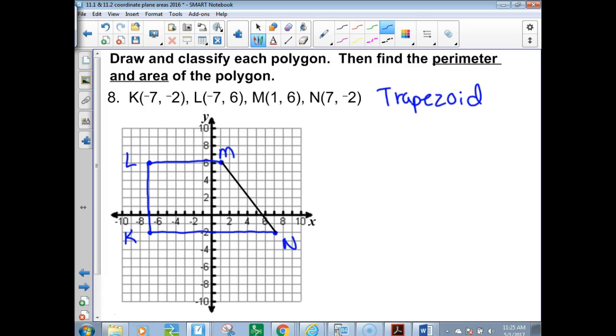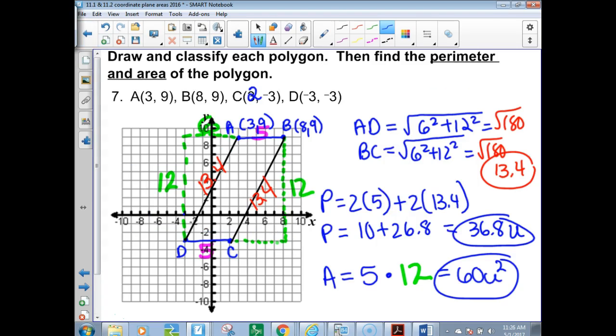I think I forgot to classify the last one, didn't I? What was this one? Parallelogram.